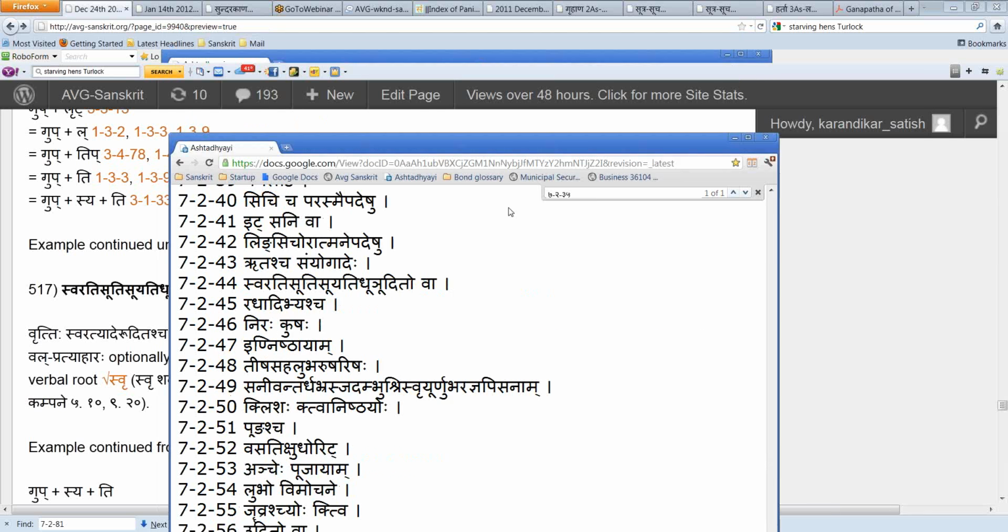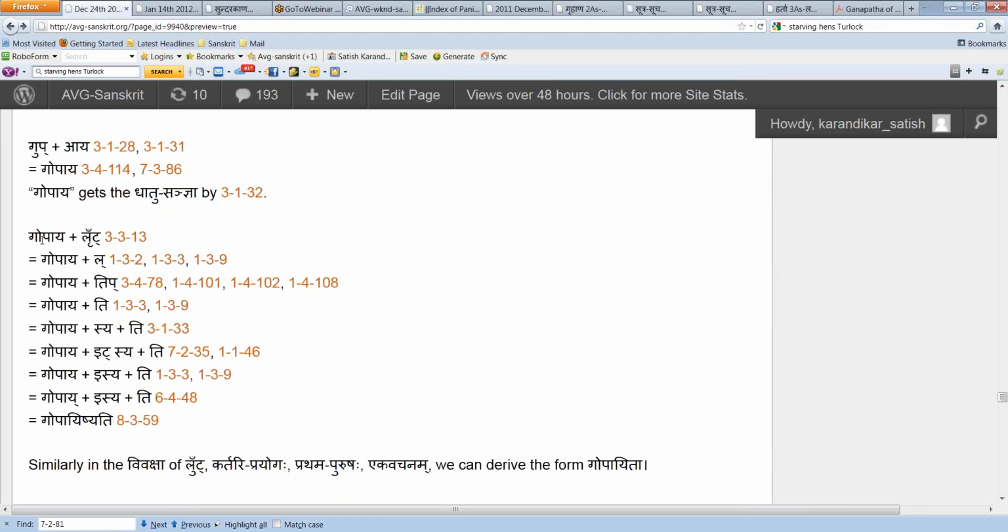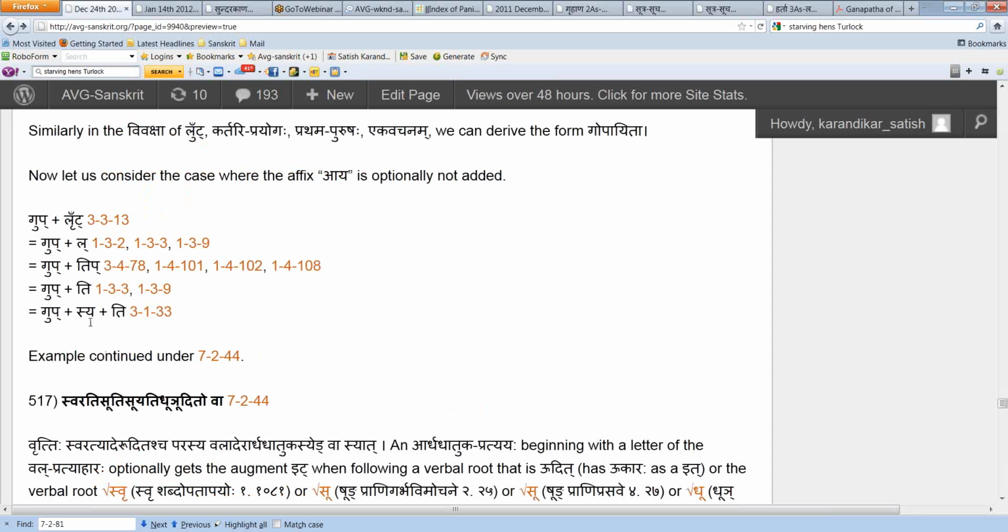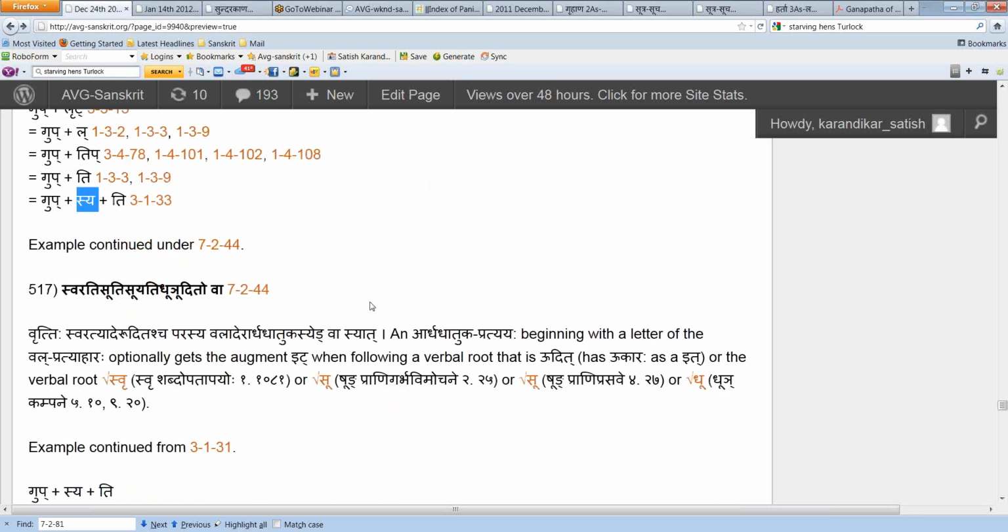When the pratyaya aya was added back here, the dhatu became gopaya. That's not the same dhatu gupu anymore. That gopaya got its own dhatu sanya by sanadyanta dhatavaha. So that is separate. That gopaya is a new dhatu now. It was derived from gupu, but then we cannot use now 7.2.44 on gopaya, because gopaya has its own dhatu sanya. But see, when the pratyaya aya is not added optionally by 3.1.31, then we have a situation of gup syati, and because gup is a udit dhatu, it will get idagama vikalpena.